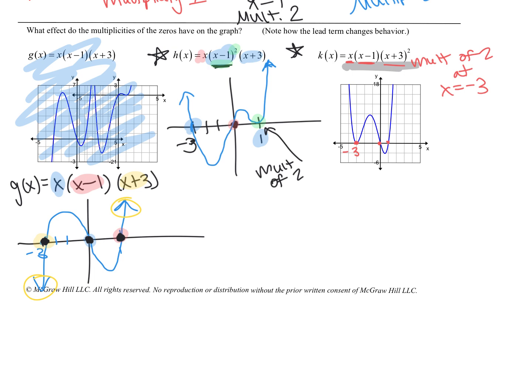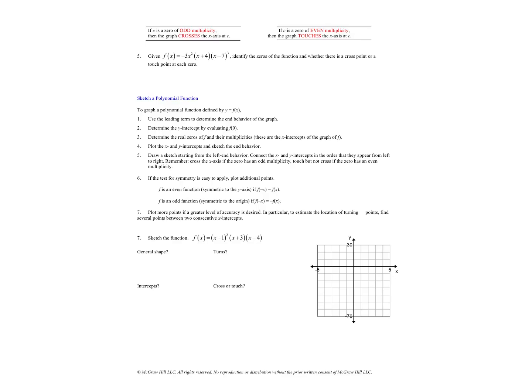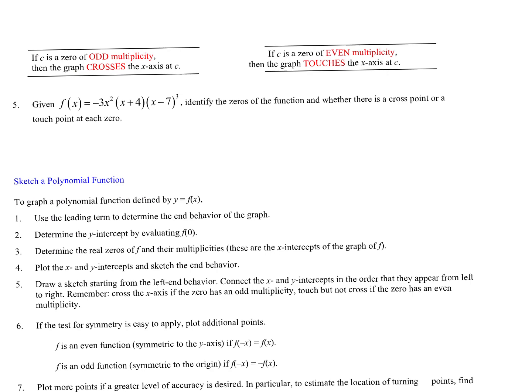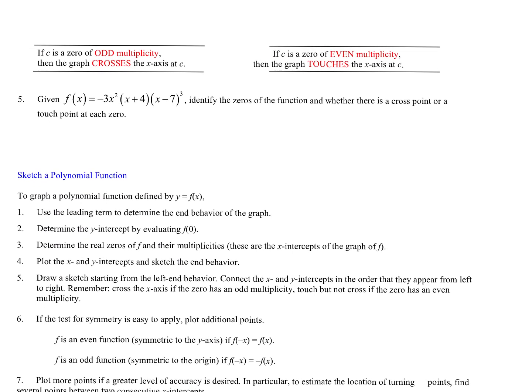So we're going to talk about what happens in the difference between the even and odd multiplicities. Okay, so it says, if C is a 0 of odd multiplicity, then the graph crosses the x-axis at that place, at C. However, if C is a 0 of even multiplicity, then the graph touches the x-axis at C. It's still considered a 0 or an x-intercept. It's just going to barely touch if it's even.